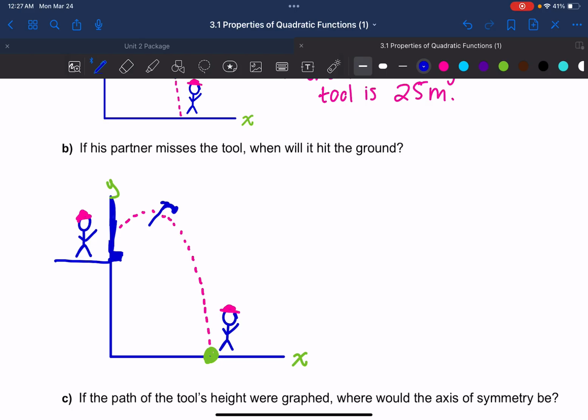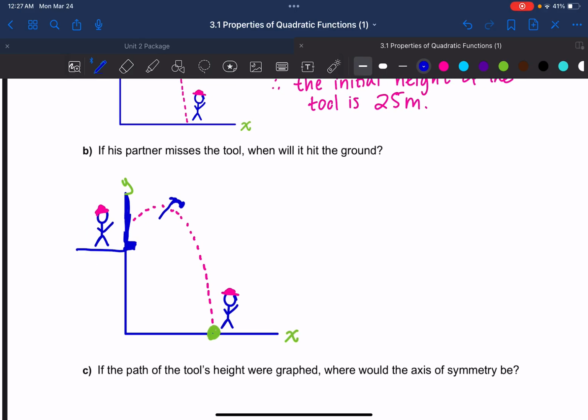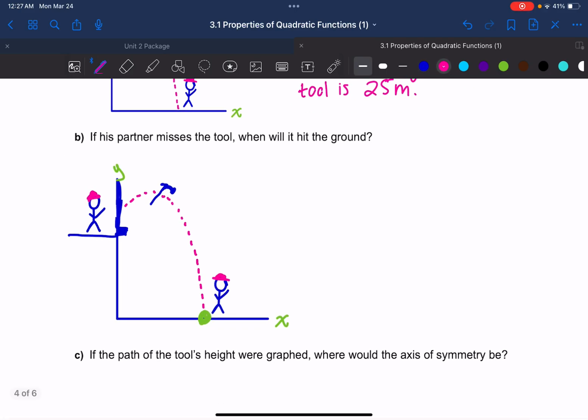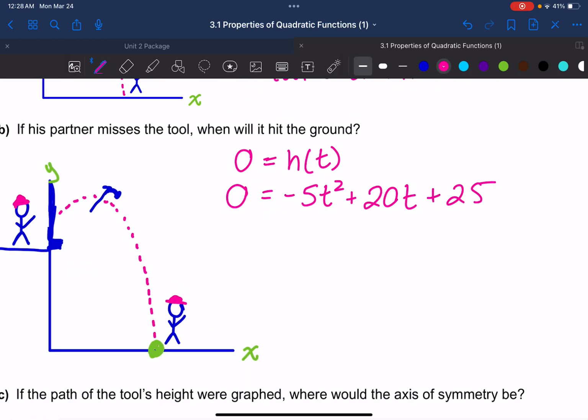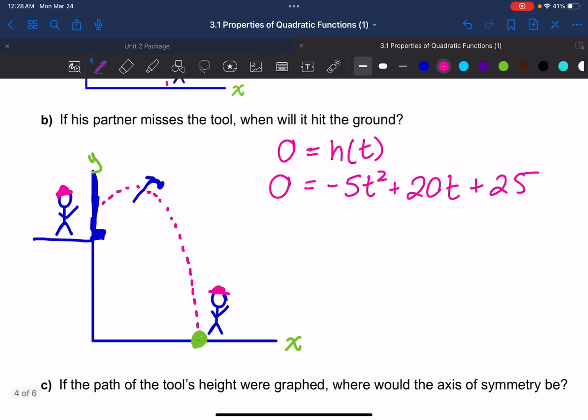And if we're looking for the x-intercept, this is not when time is equal to 0. We have no clue what time it's going to hit the ground, but we do know its height will be 0. So I'm going to say that 0 is equal to h of t. 0 is equal to our height function. So I'm just going to say 0 is equal to -5t squared plus 20t plus 25. Now it's like, oh, how do we go about solving that? How do we go about figuring out what t is?